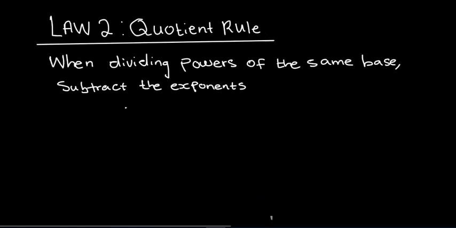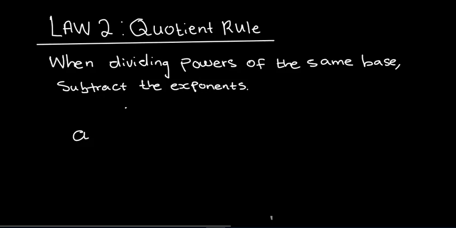All right, so let's look at now law number 2. Law number 2 is called the quotient rule, which says when dividing powers of the same base, subtract the exponents. I hope you remember what powers means and what exponent means. A power is any number that has an exponent. So when dividing any number with an exponent, and that number will be called a power, you need to subtract the exponents. What does that mean?